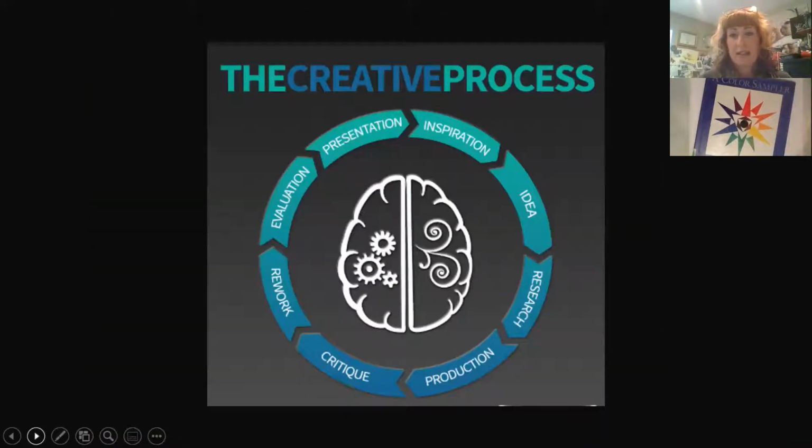Creative process can be kind of long. This is a general creative process for artists. We start out with some inspiration, we come up with an idea, sometimes we might do some research, then we start producing and gathering all of our materials. We look at what we've created, and we call that a critique. Sometimes you critique yourself, and sometimes you seek out your peers or other artists to critique you as well. Based on those critiques, you may rework your art and then reevaluate, and it goes around and around. This is a creative process circle.